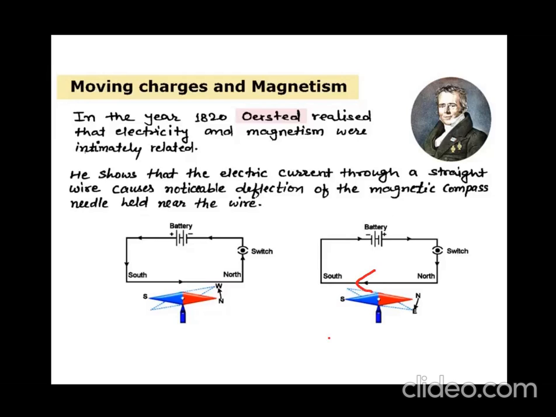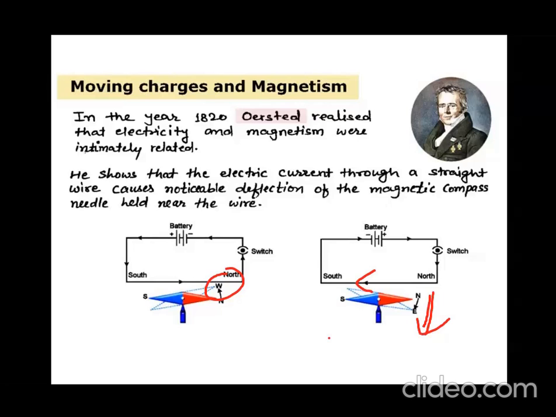When the current flows from north to south, the magnetic needle kept near it got deflected in the opposite direction. Initially the North Pole got deflected towards the west, but on reversing the direction, the North Pole of the magnetic needle got deflected in the opposite direction, that is, towards the east, right? So on changing the direction of the current, the needle's deflection also changed.